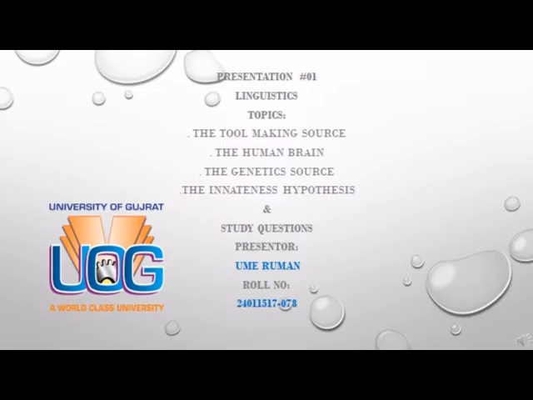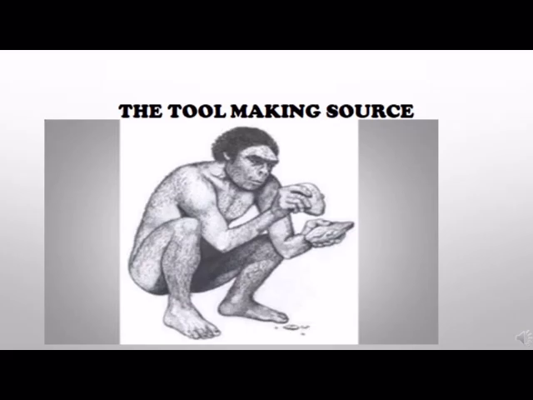Today I am going to present the linguistics first chapter, the origin of language, and some of its topics. Number one, the tool making source. Second one, the human brain. The third one is the genetic sources. And the fourth one is the innateness hypothesis. So let's begin with the first topic, the tool making source.